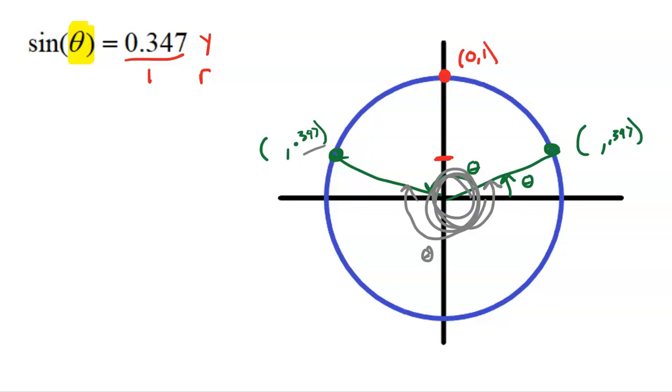So the first bit of trickery that's going on here is that this angle right here, this input value that is an angle, technically there's infinite answers. There's an infinite amount of values for that angle that would produce a y value of 0.347 on the unit circle. I literally made a picture of these two places. Here's one of them and here's one of them.